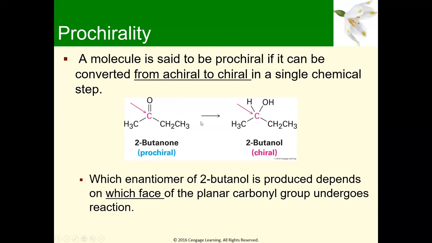But if we were to react this carbonyl group and add a hydrogen to it, and also put a hydrogen on the oxygen to make it neutral, then all of a sudden it becomes chiral, because you've got 4 different groups. You've got the hydrogen, you've got the OH, you've got the methyl, you've got the ethyl. Okay. So the chirality of the product then is going to depend on which face of this carbonyl you react with.